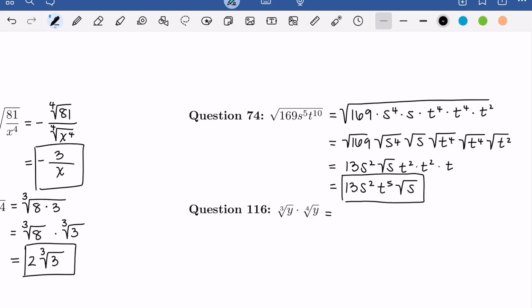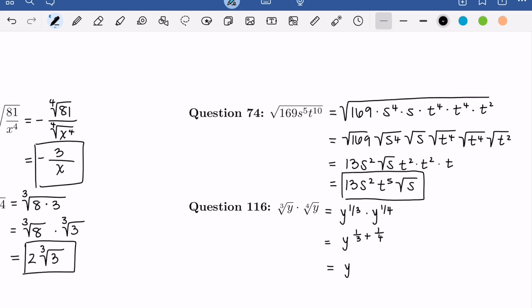We're multiplying these. In this case, we're not going to use our product rule because we don't have the same root here. We have the third root and the fourth root, so we can't multiply these under our radical. But like I said, we can use our exponent rules. This is y raised to the 1/3 times y raised to the 1/4 power. We're going to add these together since we have the same base of y. Doing that, we get a common denominator of 12, and adding those together, this is going to be y raised to the 7/12 power. That would be our final answer for that one.